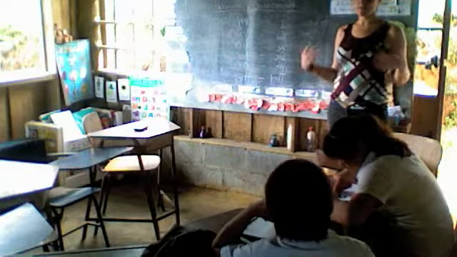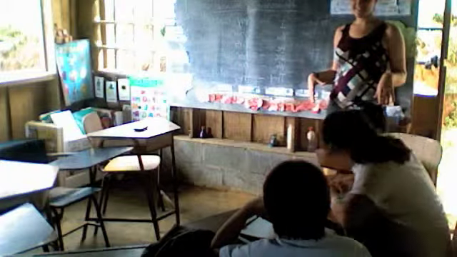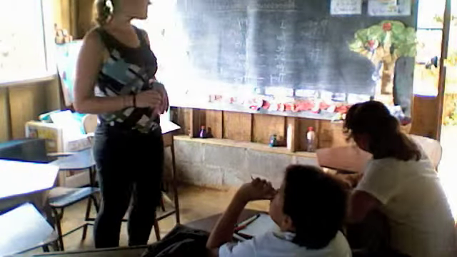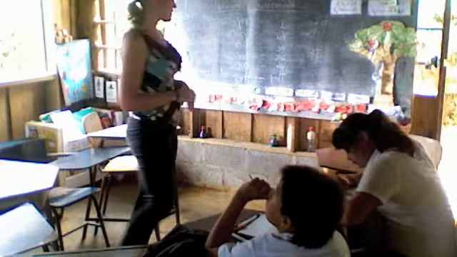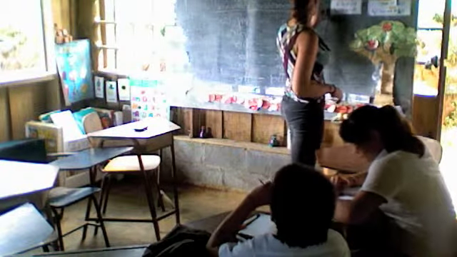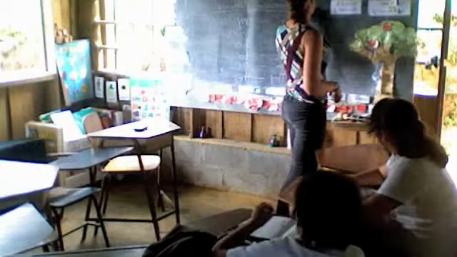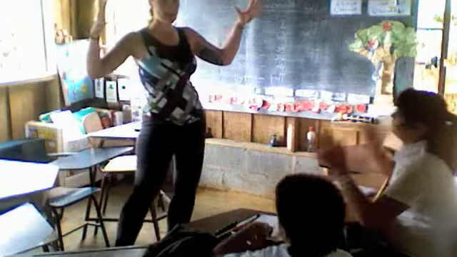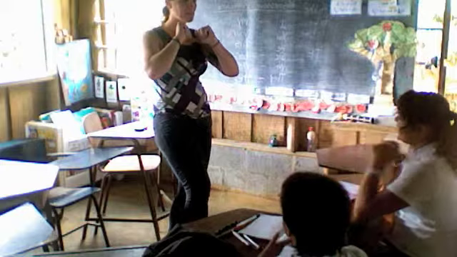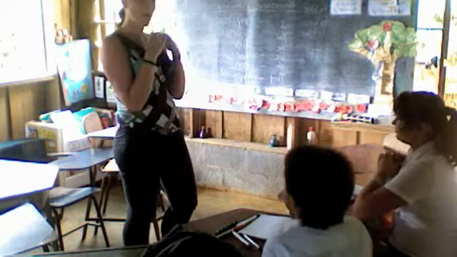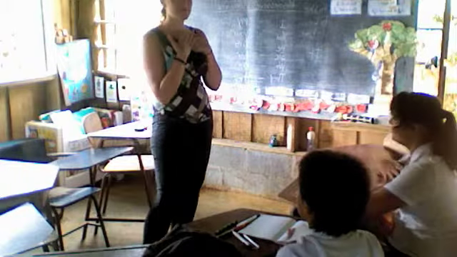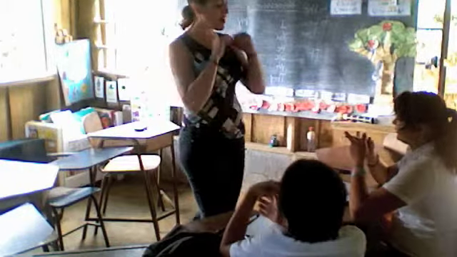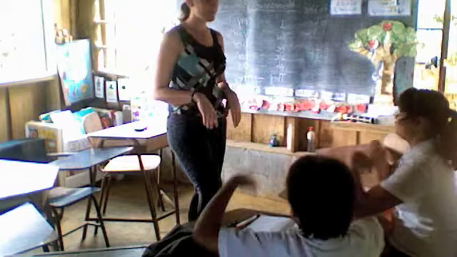Get your hands ready. Okay, we're also going to talk about the verb to like. What do you like? I like pizza. We're going to talk first about the verb to like. Ready? With our hands. I like my name. I like your name. It's a very nice name.